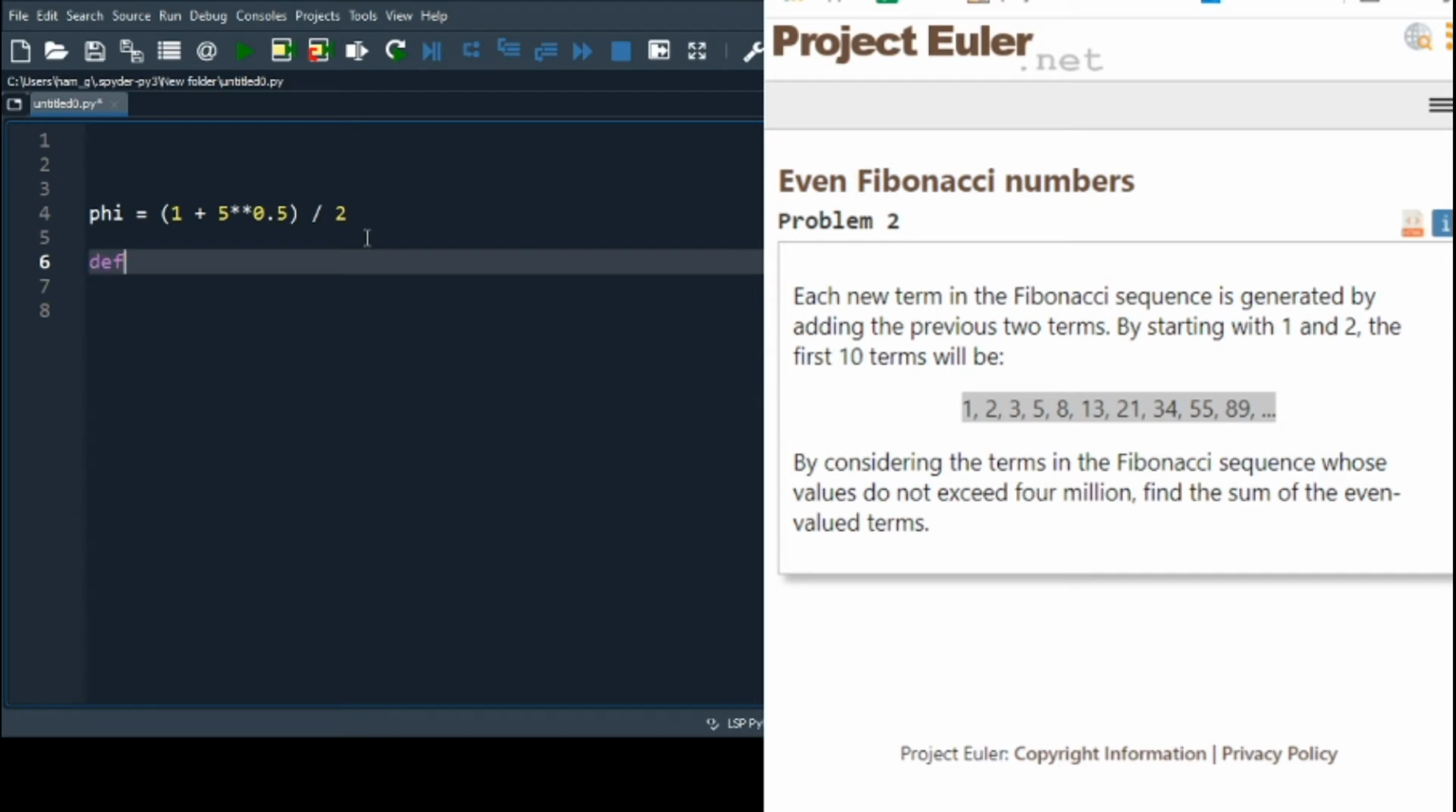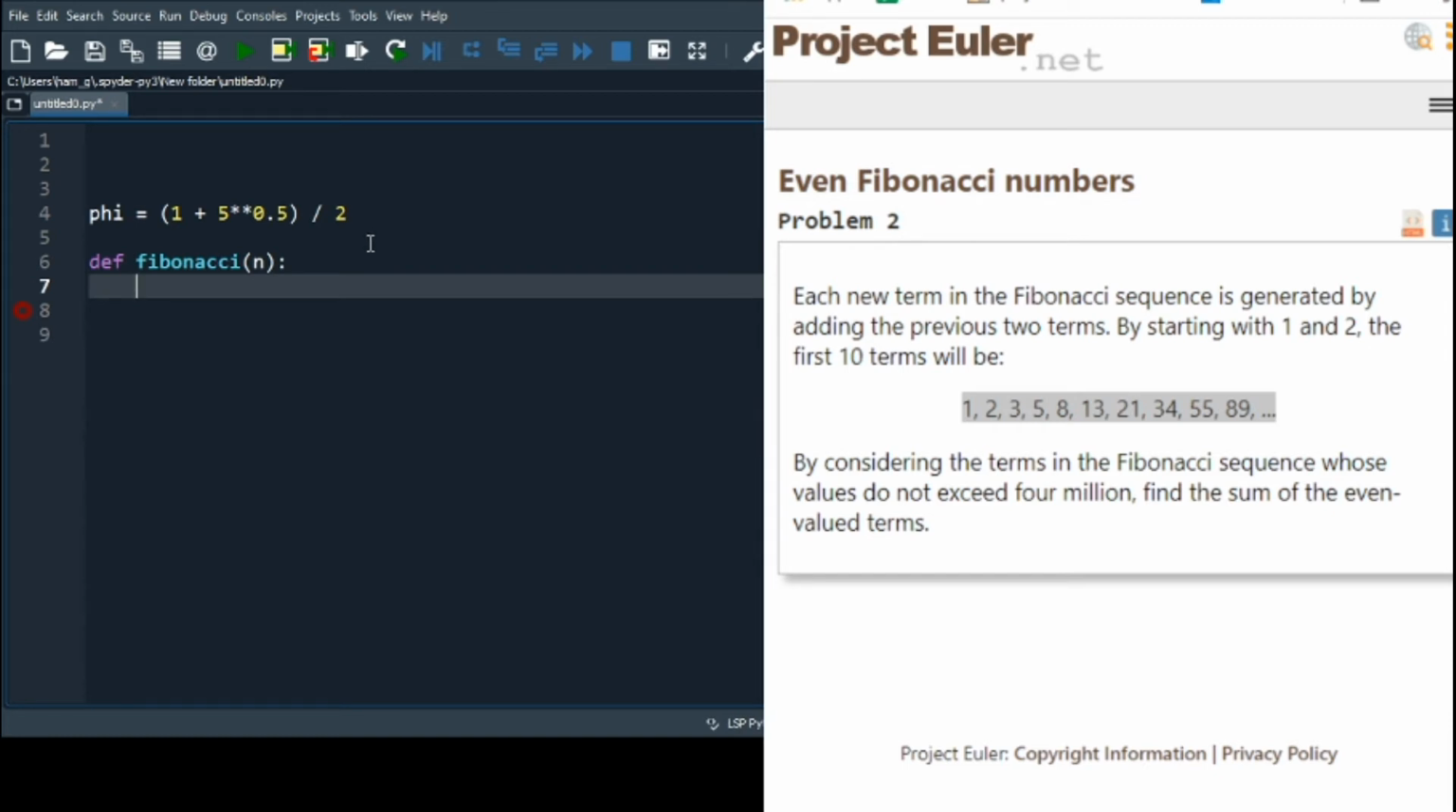So let's represent this as a function, def Fibonacci n. All this function will do is take a number n, and then return the nth term in the Fibonacci sequence. So what are we returning? It's going to be phi to the power of n minus 1 minus phi to the power of n, and then it's all of this divided by the square root of 5.